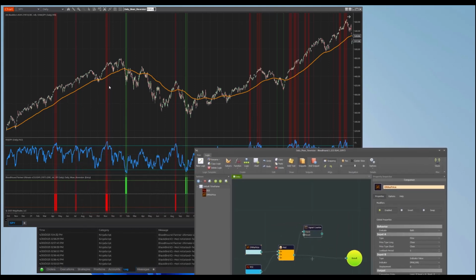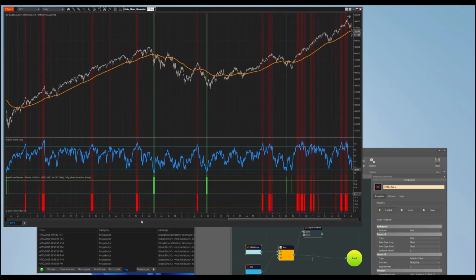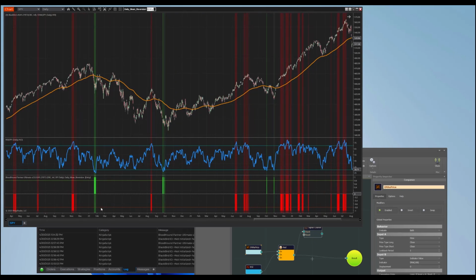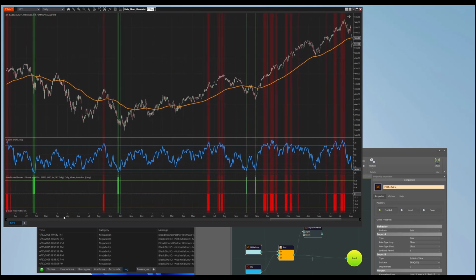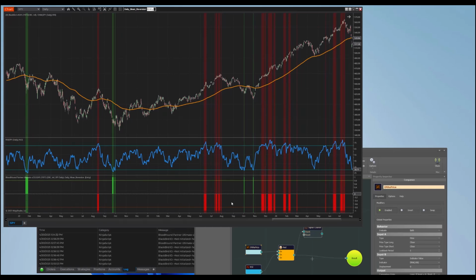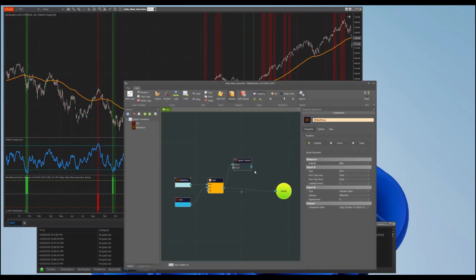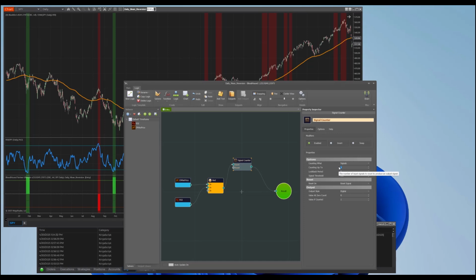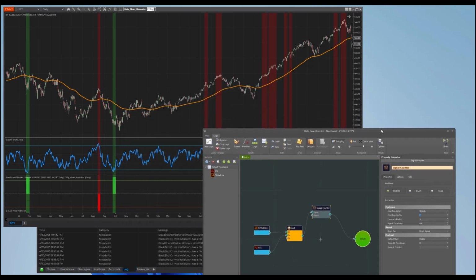I'm just looking at here, and I see lots of grouped signals together, right? If you zoom in a little closer, you'll notice that these are multiple bars, right? So we got a chunk of them here, a chunk of them there. And so I'm going to throw in a signal counter that's basically set to, let's just say 2 signals right now before it actually does an entry.